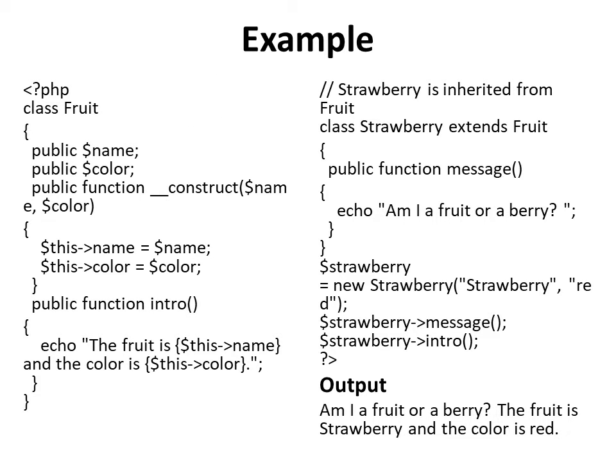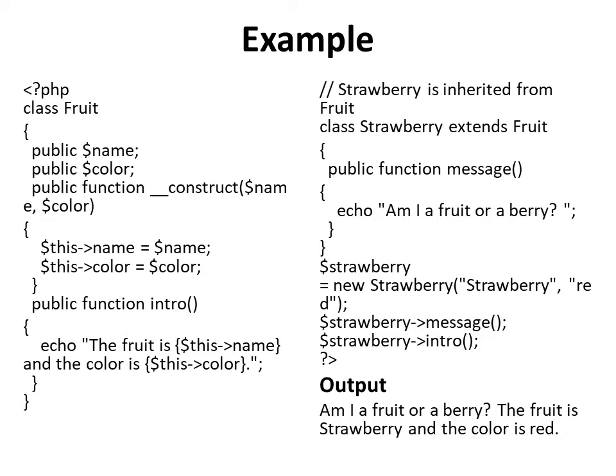Here is the example of inheritance. There is a class fruit, which is a base class or a superclass or a parent class. It has two attributes, name and color. It has two functions. One is a constructor which has parameters name and color, and another is the intro function which displays a message. There is another class strawberry which extends the fruit class. Now the strawberry class becomes the child or a subclass or a derived class. It has one function which displays one message.